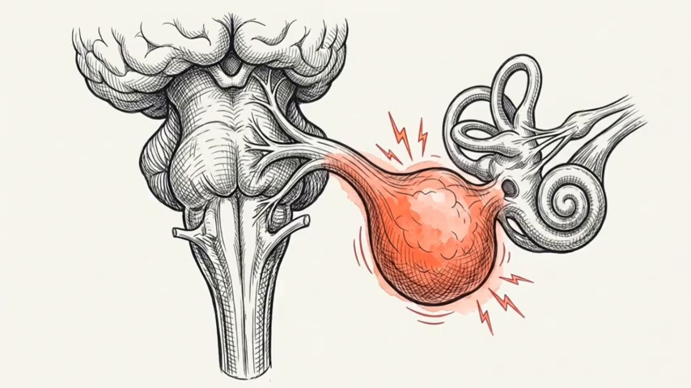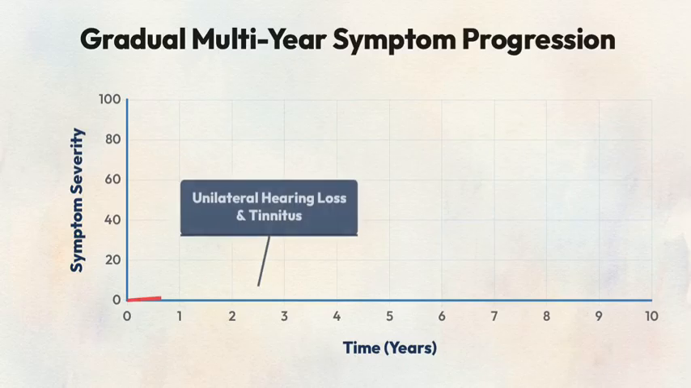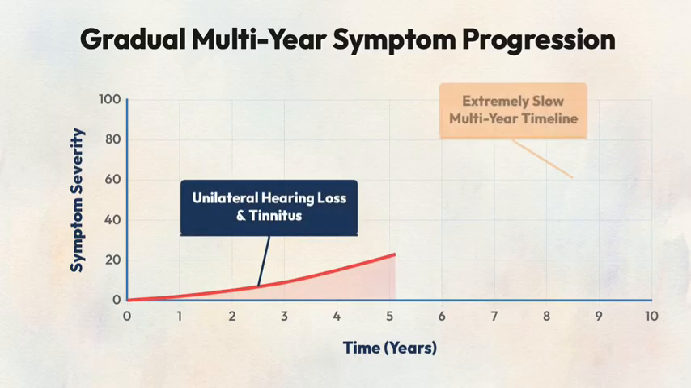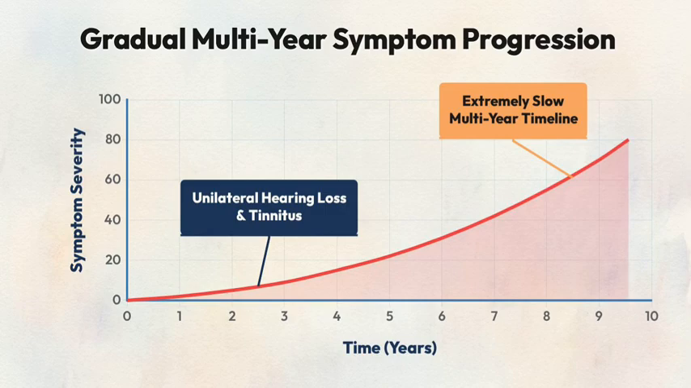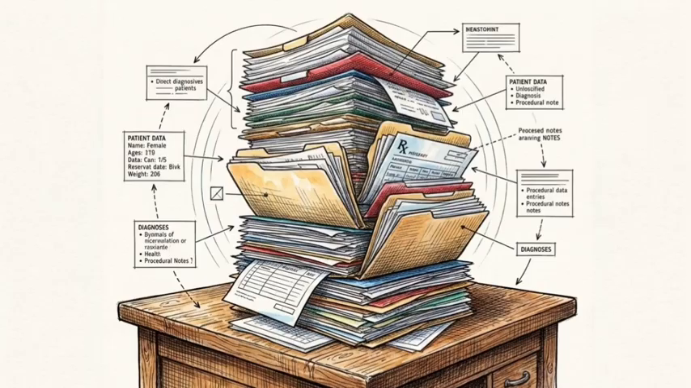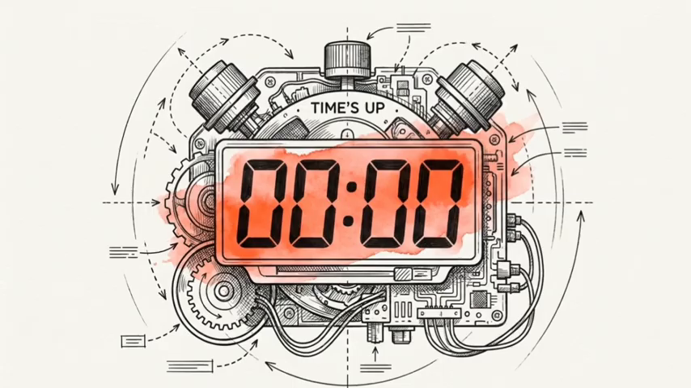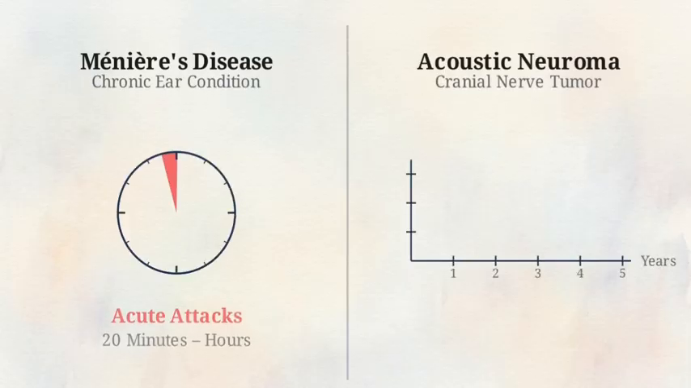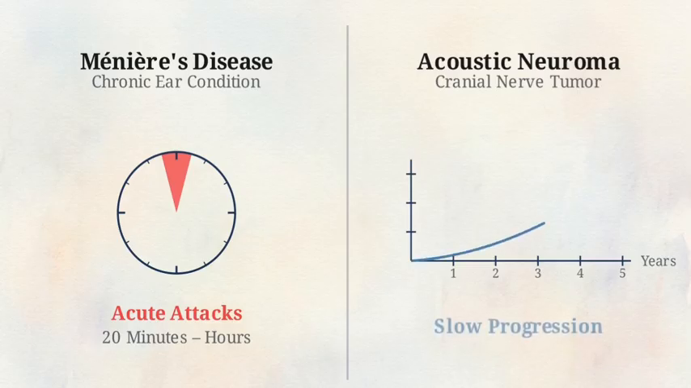We must contrast Meniere's with a dangerous edge case, acoustic neuroma. This also presents with unilateral hearing loss and tinnitus, but it progresses very slowly over many years, rather than in acute attacks. The major problem here is that distinguishing Meniere's from a slow-growing acoustic neuroma requires a detailed, reliable, long-term patient history, which you rarely have time to gather in an acute triage setting. Adding a strict timeline to their tinnitus and hearing loss is the only way to avoid confusing a chronic ear condition with a cranial nerve tumor.